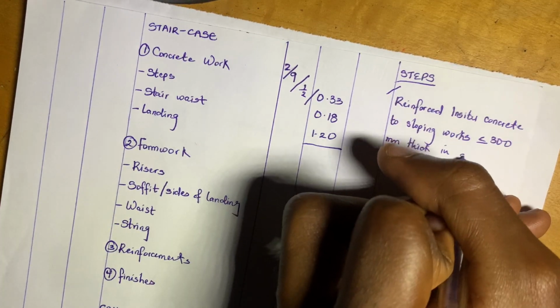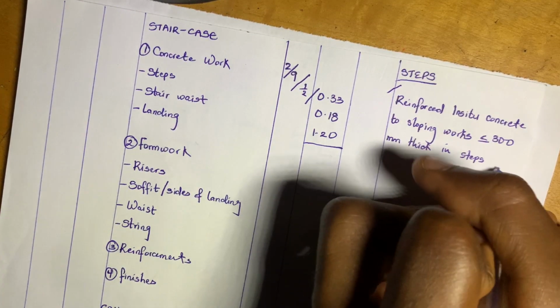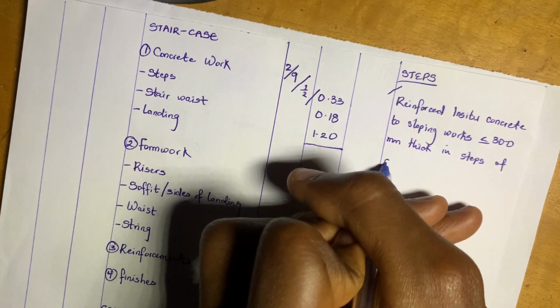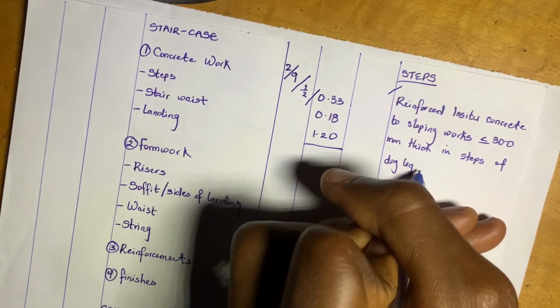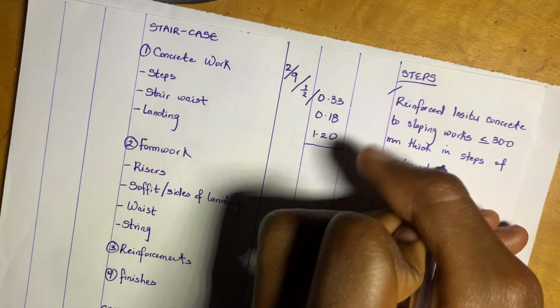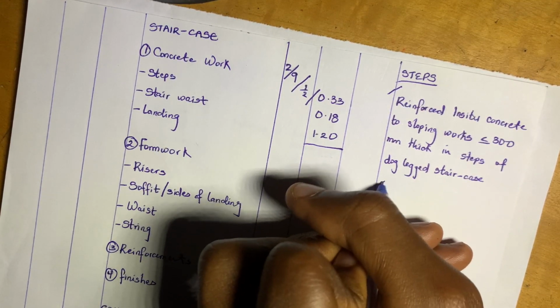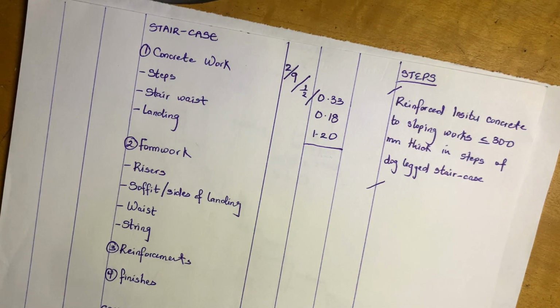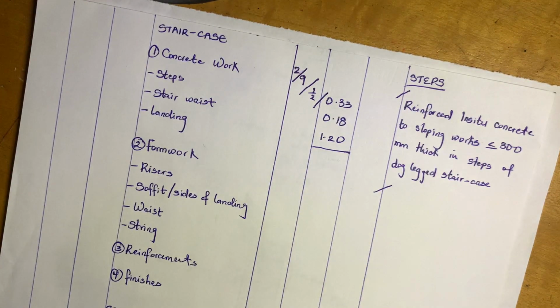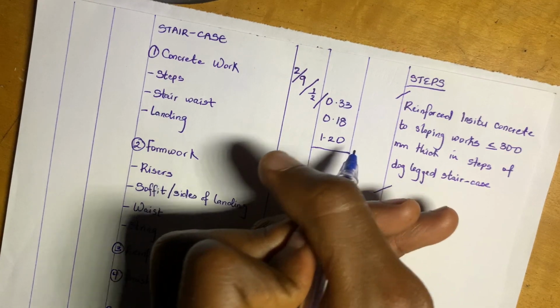in what? Steps of dog leg staircase, and then you close. Now if you multiply everything here, 2 times 9 times half times 0.33 times 0.18 times 1.20, that will give me what? 0.64.